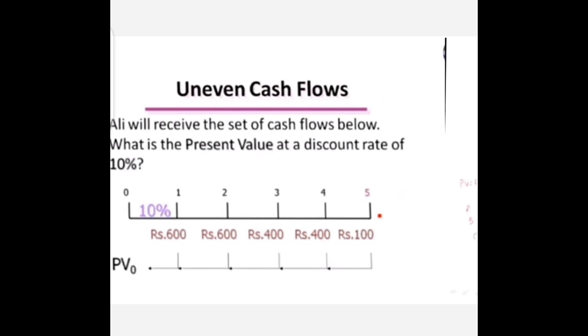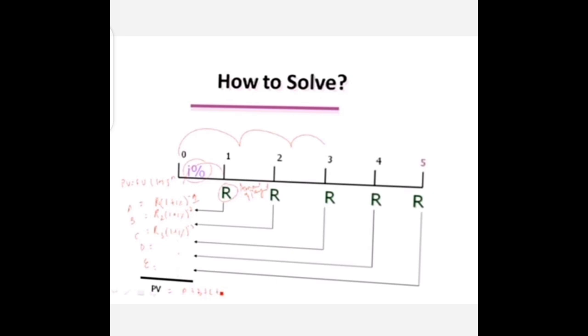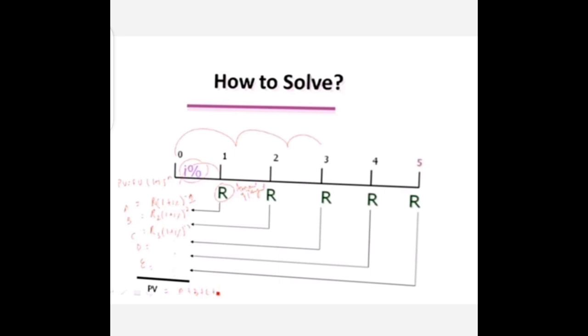So how do we solve uneven cash flow problems? Simply, we will use the discounting formula to find the present value and the compounding formula to find the future value of these uneven cash flows. Here you see the difference: R is a cash flow, which is multiplied by (1 plus i) to the power of minus n. The same process occurs for each year, and in the end, if there are 5 years, we will sum them. This is how the present value of uneven cash flows is found.